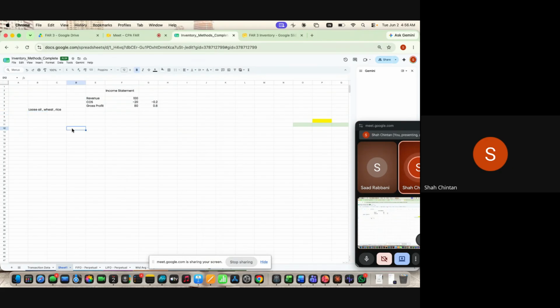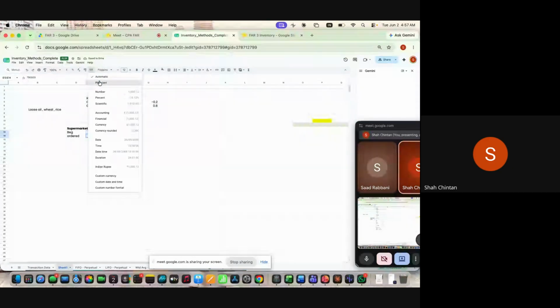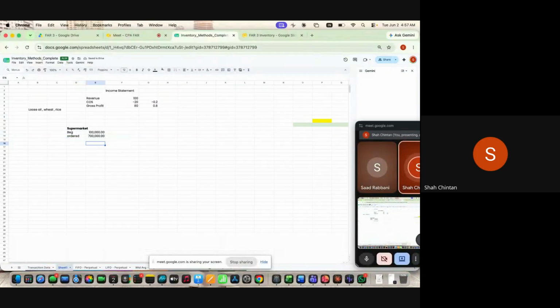So hypothetically, let's say I'm running a supermarket, and I have a beginning balance, and then let's say I have ordered something. So let's take an example of oil. I have a beginning balance of $1 lakh of oil. During the year I ordered another $7 lakh of the oil, and now I don't know what is my closing stock. So this is my goods available for sale, which were total $8 lakh. Now I don't know how much I have sold during the year. What is my cost of sales?